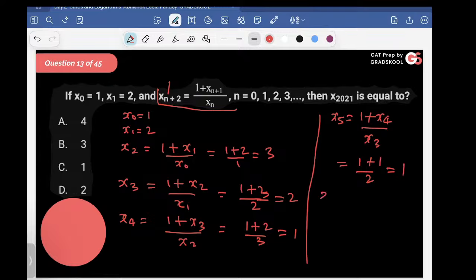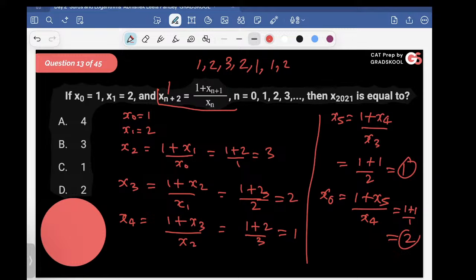मिल नहीं रहा पैटर्न, तो x6 भी फाइंड करना पड़ेगा. There'll be 1 plus x5 upon x4, that is 1 plus 1 upon 1, that is 2. Now I find the pattern. See, कब तक मैं करता रहूंगा? The learning here is we keep on doing till you find a pattern. So now I have the pattern. It is 1, 2, 3, 2, 1. Again, it starts with 1 and 2. No need to do it further. It'll be same thing. So 1, 2, 3, 2, 1. तो हर पांच पांच का ब्लॉक बनता जा रहा है. That is 1, 2, 3, 2, 1.